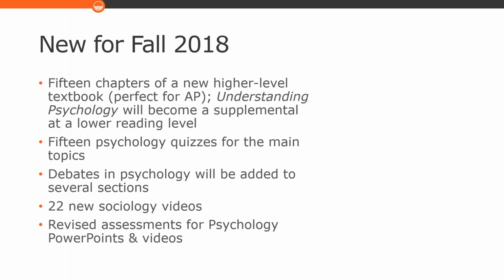we're adding additional content to both the sociology and the psychology resources. We've got 15 new chapters of text that's sort of AP level that's going to be added, and then we're going to take the Understanding Psychology readings that are there now, and those are going to become a supplemental reading at a lower level. So we're going to have 2 levels of readings for psychology in the fall.